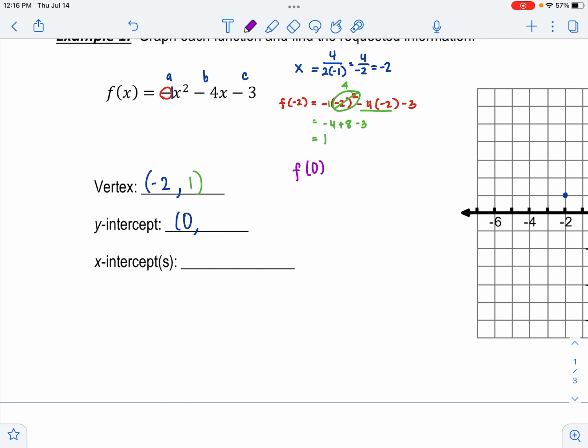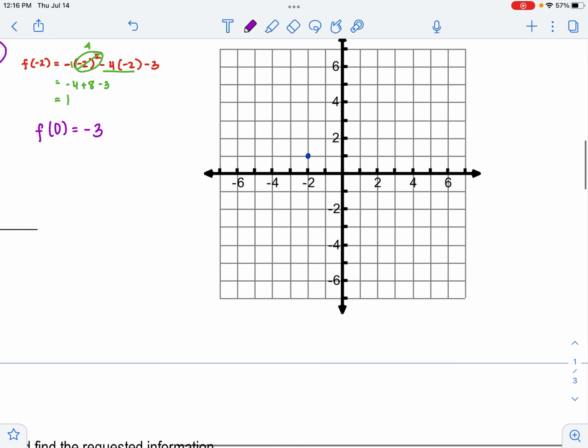We're going to plug in 0. If you plug in 0 here, you get 0. If you plug in 0 here, you get 0. So notice it's just the c value. So we have (0, -3). We can graph that, (0, -3).